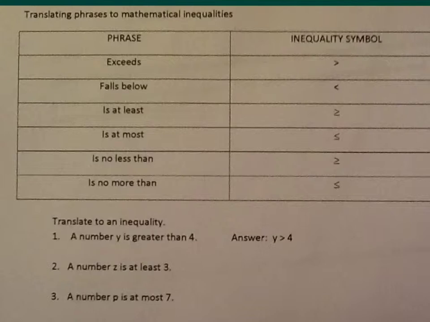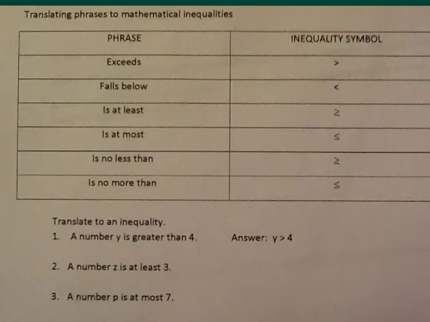Falls below is less than. Those are examples of those two. That would be the less than symbol. You have is at least. So John is at least 16 years old. John could be 16 or he could be bigger than 16, right? He'd be 17, 18, 19.